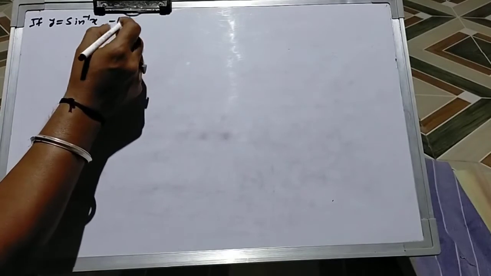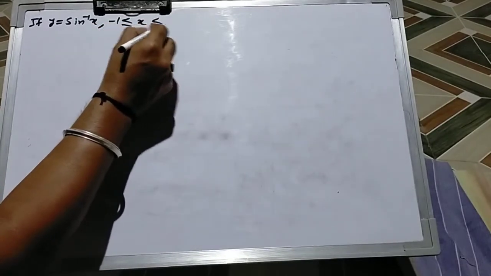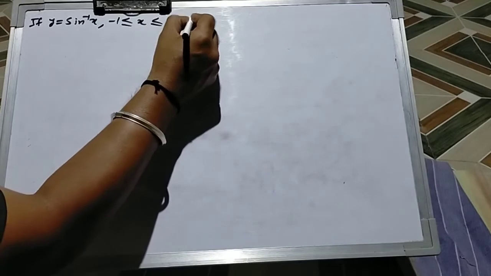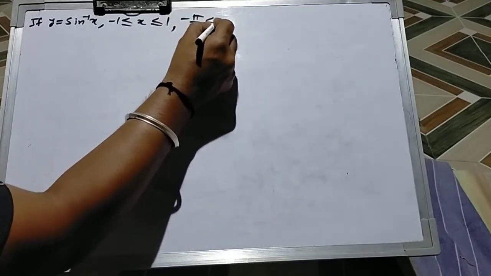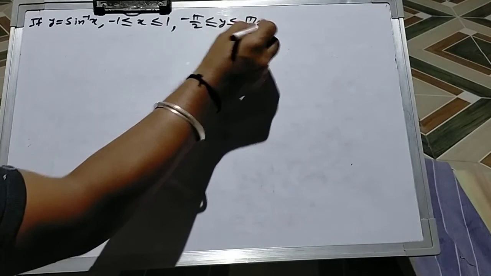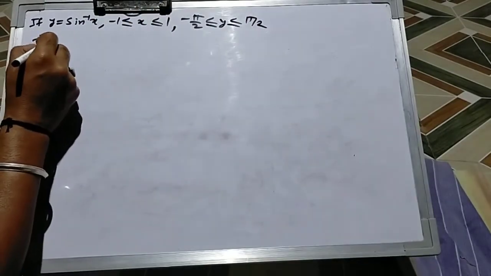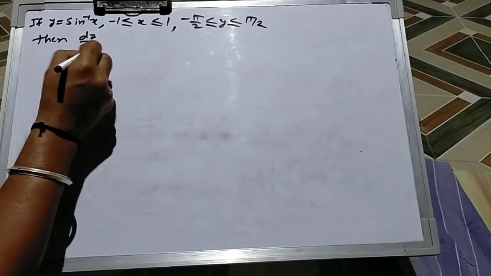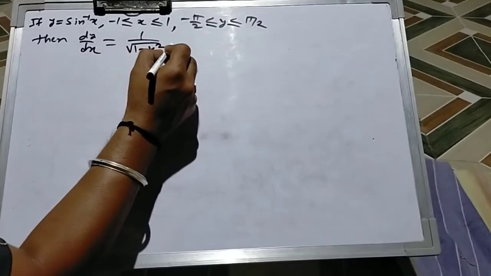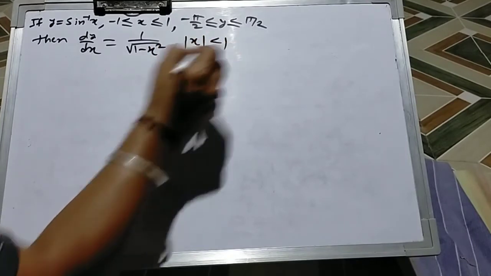Now we see the derivative of standard inverse trigonometric functions. So here, if y equals sine inverse of x, minus 1 is less than or equal to x is less than or equal to 1, and minus pi by 2 is less than or equal to y is less than or equal to pi by 2, then dy by dx equals 1 divided by root 1 minus x square, mod of x less than 1.